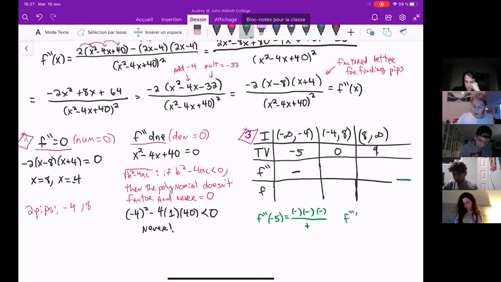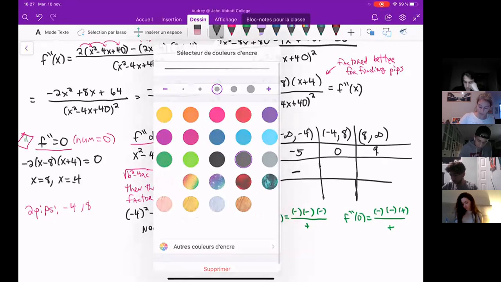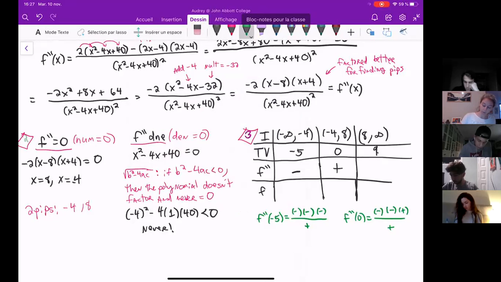Now f double prime of 0, I have -2, 0 minus 8, 0 plus 4, and then the denominator is always positive. So we're positive here. And then we can do the same thing for 9. We have our -2. 9 minus 8, well, now that's positive. 9 plus 4, and the denominator is always positive. So that's negative. And so that gives us a really quick way of looking at the thing and determining if it's positive or negative.